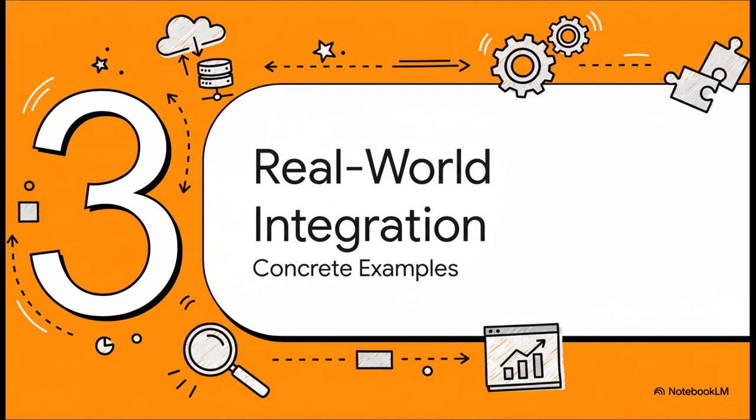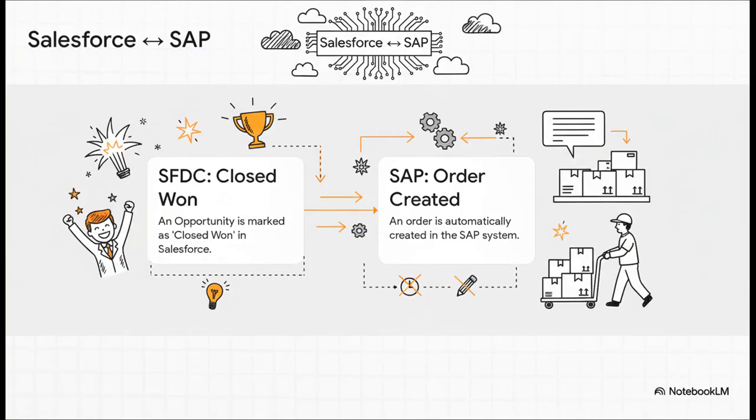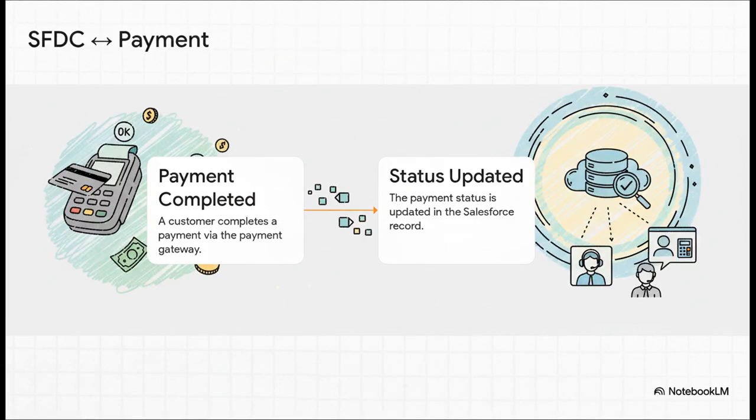Okay, so we've covered the theory, but what does this actually look like in a real day-to-day business? Let's walk through a couple of quick examples. This is a classic one. A salesperson closes a huge deal. They go into Salesforce and change the opportunity status to close won. The second they hit save, bam, the integration automatically fires off and creates a new sales order in SAP. The sales team doesn't have to do anything else, and the operations team already has the order. It's seamless.